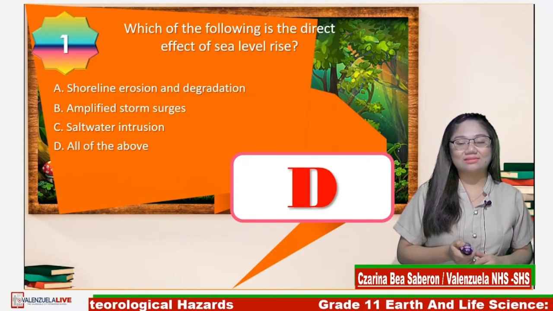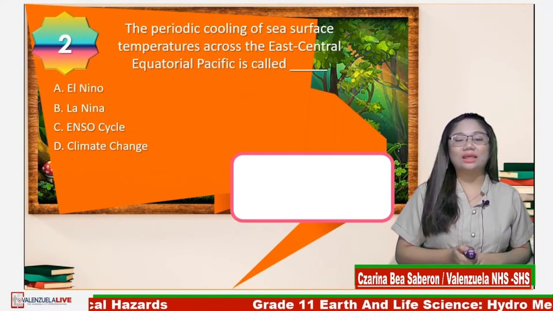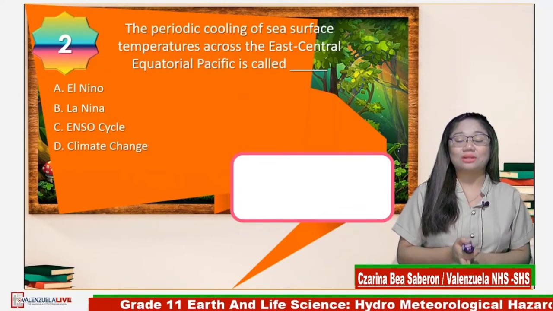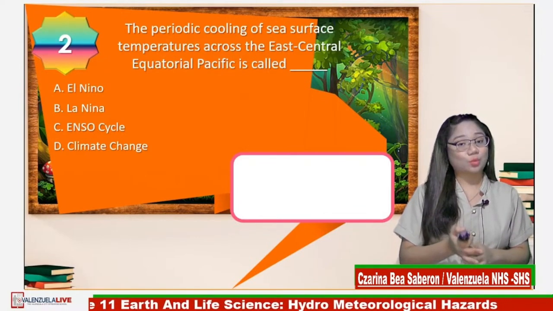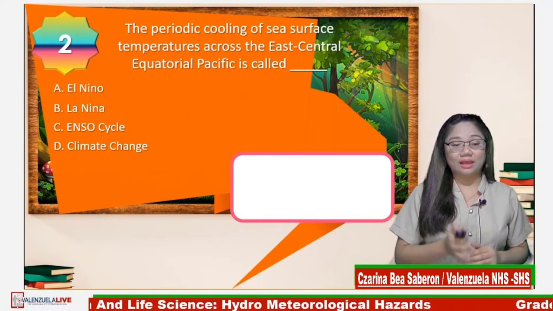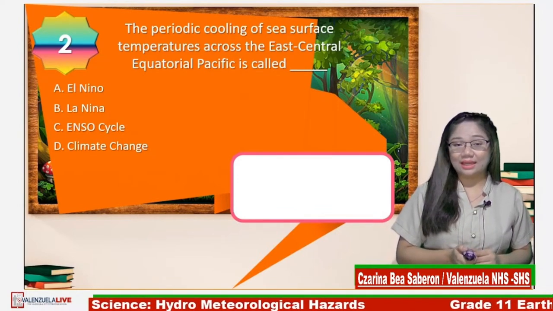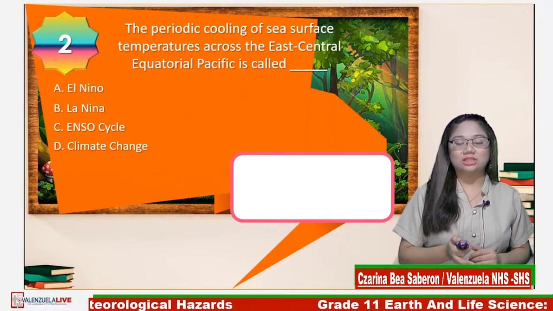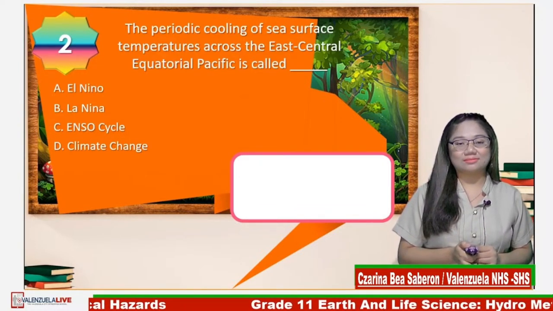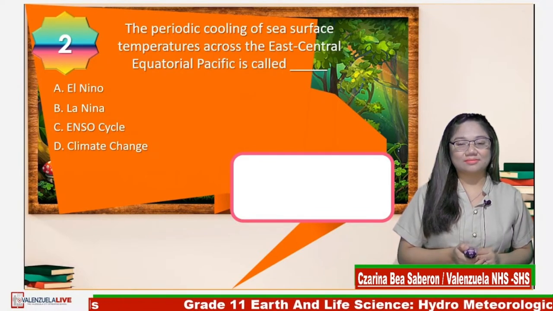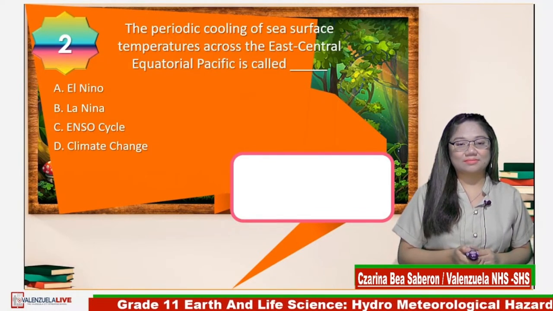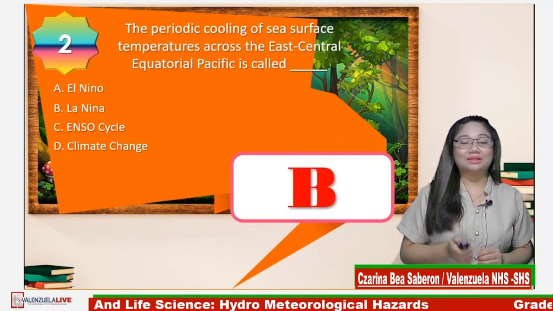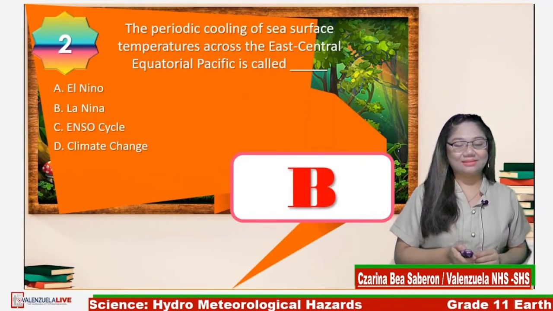Next question. The periodic cooling of sea surface temperatures across the East Central Equatorial Pacific is what we call El Niño, La Niña, ENSO cycle, or climate change. You are correct if you answered letter B, La Niña.